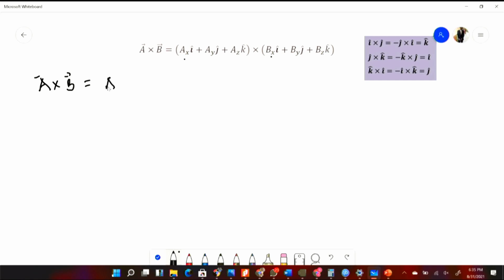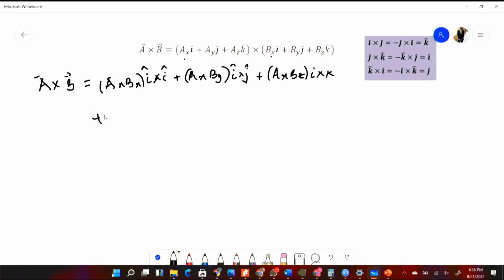So we are going to have AX, BX, then we have I cross I. And we are going to have AX, BY, and at the same time we are going to have I cross J. And at the same time, we are going to have AX, BZ, and our unit vector is going to be I cross K.